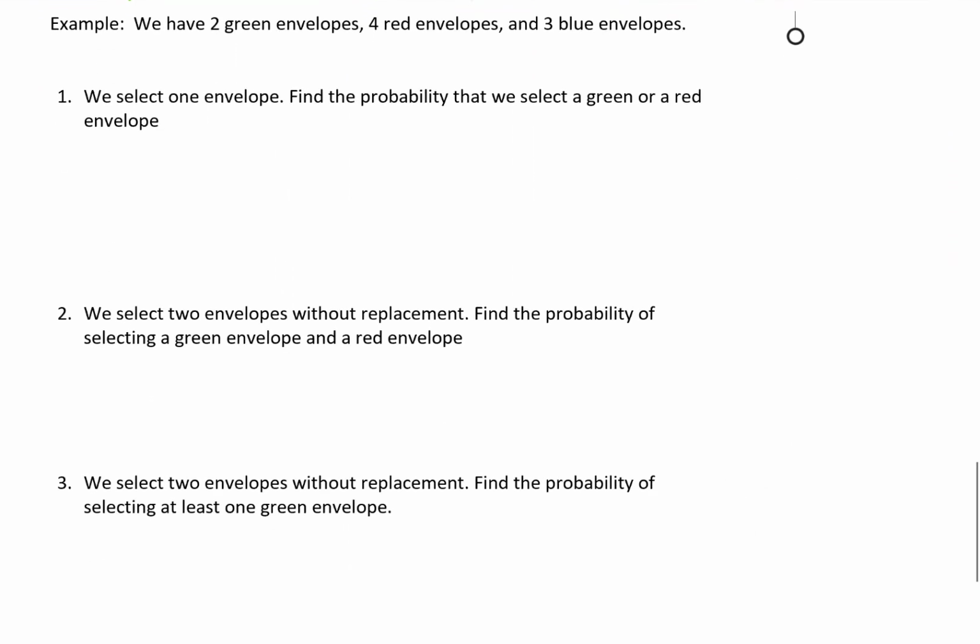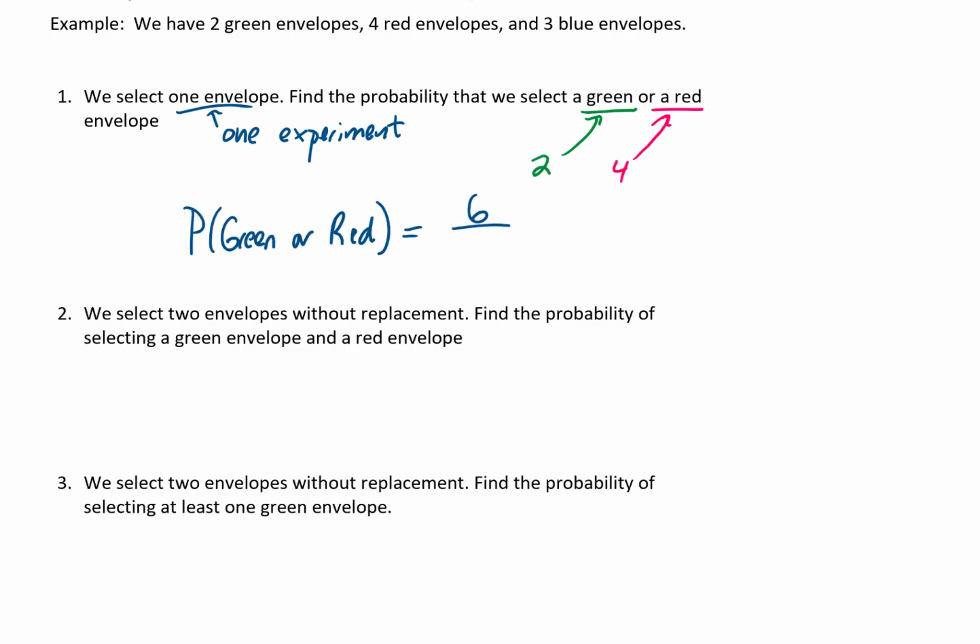All right, let's look at this last example. We have 2 green envelopes, 4 red envelopes, and 3 blue envelopes. We're going to select one, find the probability that we select a green or a red envelope. Since we're just selecting one envelope, we're just doing one experiment here. So if we want to find the probability that that one envelope is either green or red, what we can do is add the number of green envelopes to the number of red envelopes. That is a total of 6 envelopes out of the 9 possible. That fraction reduces to 2/3, or you get 0.667.